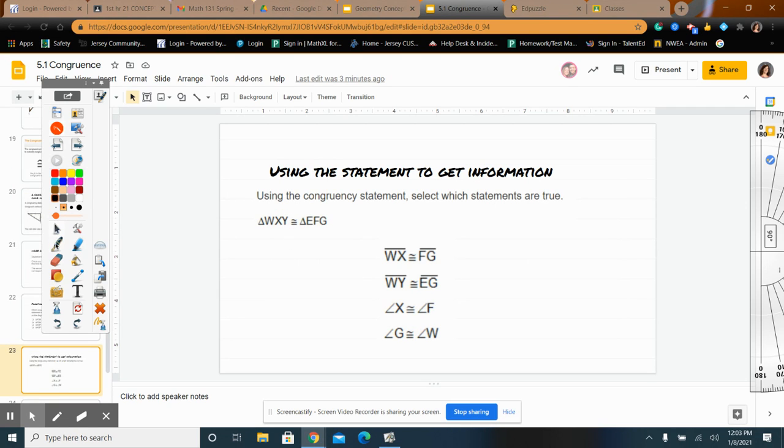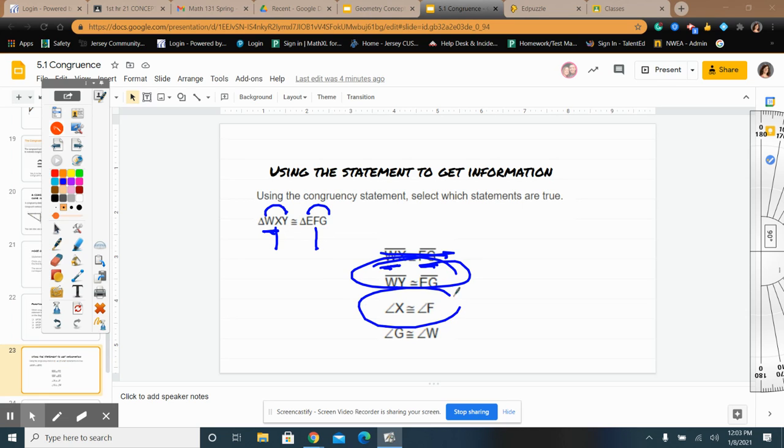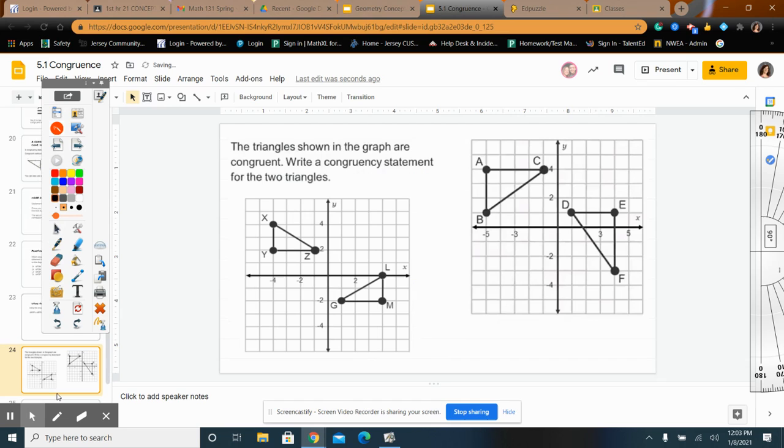So let's use the statement to find the fun facts. They're talking about the segments. WX, does it match FG? Well, WX are the first 2. Oh no, FG is the last 2. That's not true. How about WY? WY is first and last. E and G is also first and last, so that's true. Does X match with F? Well, X is second. F is second. That is true. And does G match W? G is last, W is first, so that's not right either. So it's all about finding what's in the right spots.